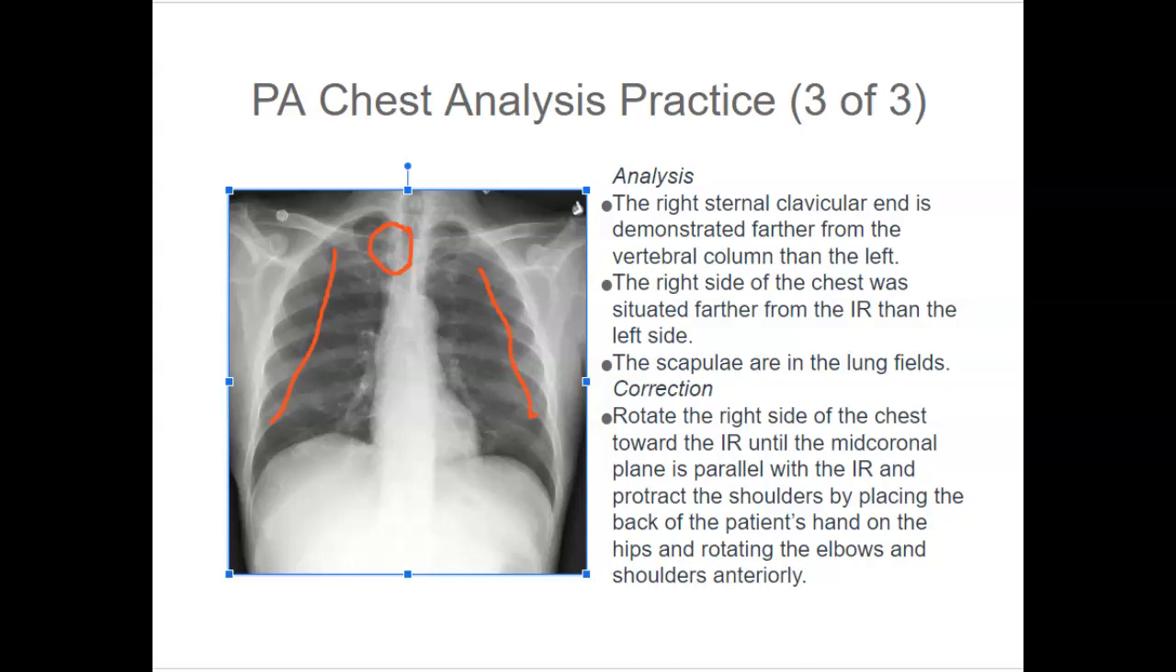In order to correct this, we need to rotate the right side of that patient towards the IR until their mid-coronal plane is parallel with the IR. Also, we want to roll those shoulders forward and get those scapula out of the lung field.